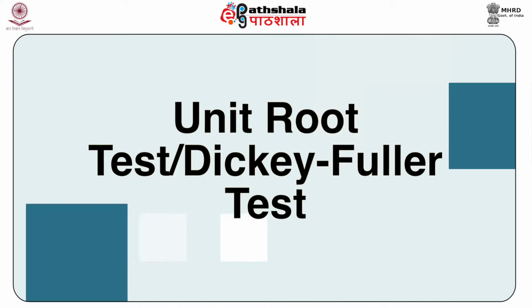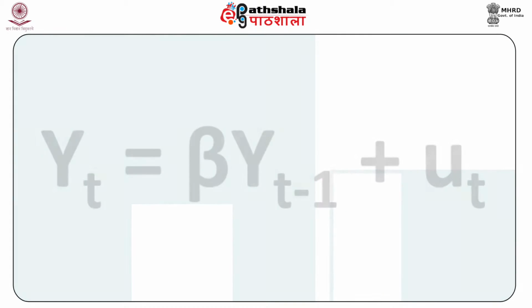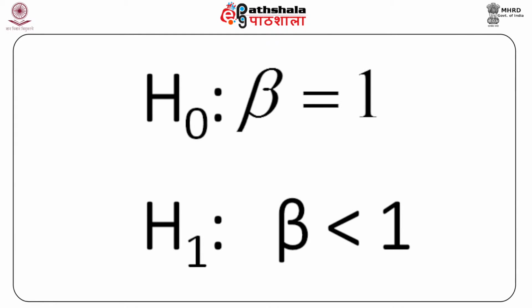So how do we test and how do we apply the Dickey-Fuller test? Let us try to learn in this segment. To test the stationarity of a series, we assume our model to be yt equal to beta yt minus 1 plus ut. We take a null hypothesis which will further imply whether the model is a random walk process or not. As a result, our hypothesis will be as follows: null hypothesis H0 is beta equal to 1. Similarly, we can write the alternative hypothesis H1 as beta less than 1.